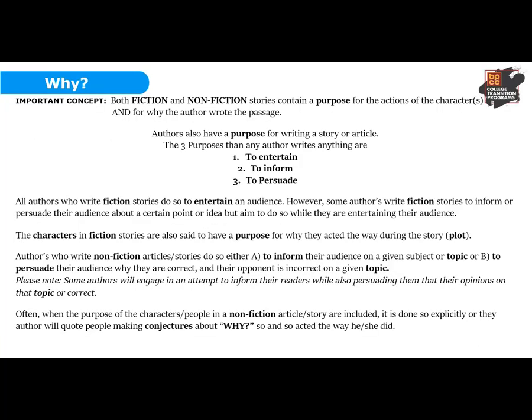Persuasion is going to be opinion. Informative is going to be nothing but information, but facts. Right? And entertainment can be informative, but the main difference is fiction and nonfiction. Fiction is entertainment, to entertain. Nonfiction is to inform or to persuade.